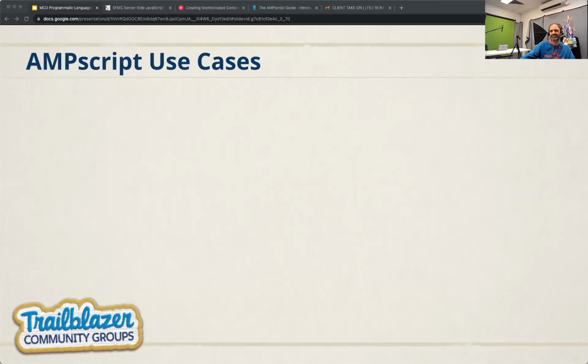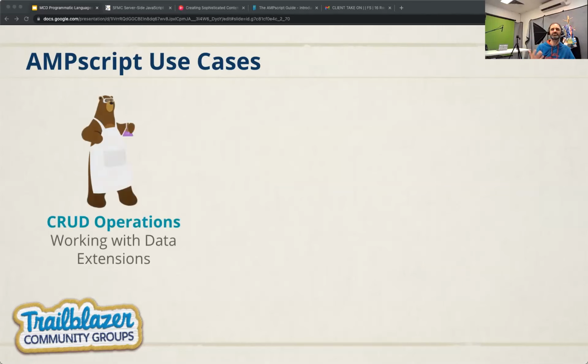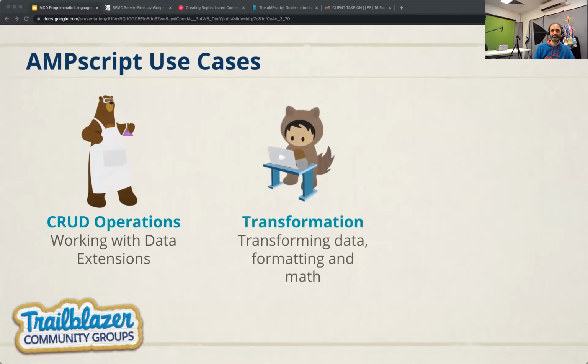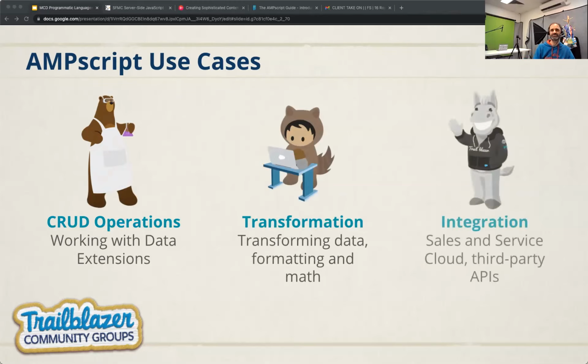So let's discuss some use cases for when you'd need to use AMPscript. Firstly is performing CRUD operations. That's create, read, update, and delete operations on data extension records. You'd use AMPscript for transforming and formatting data, performing math calculations, and also integration with Sales and Service Cloud, and also most third-party REST and SOAP APIs through an extensive set of HTTP functions. And again, all of this requires you to write some code.